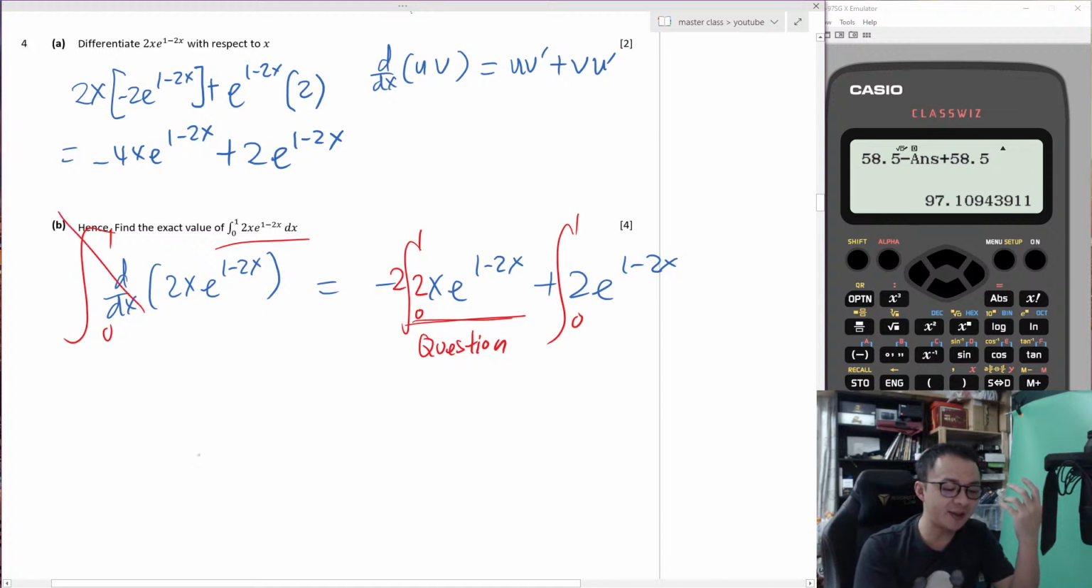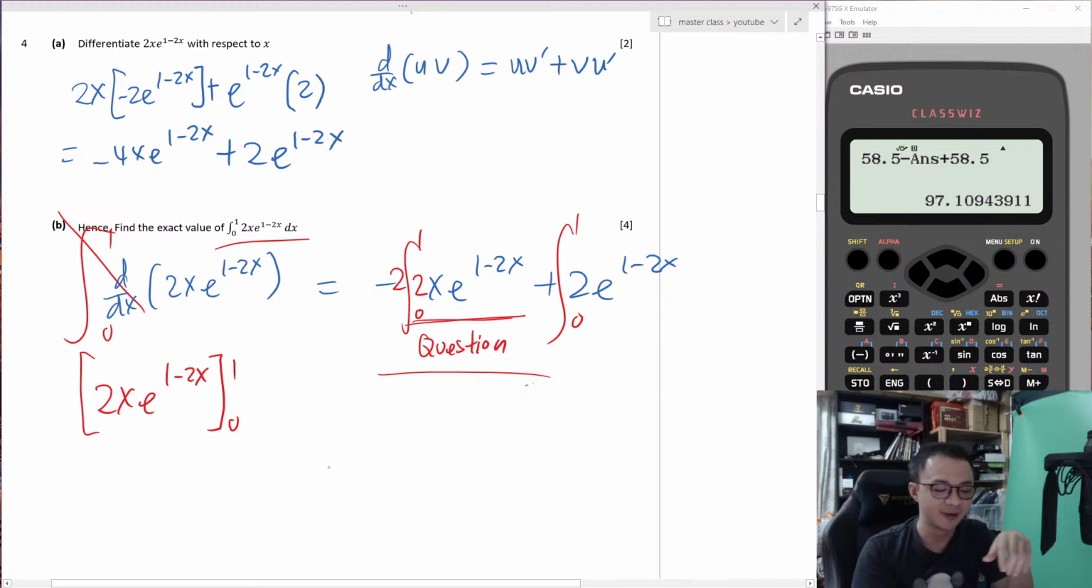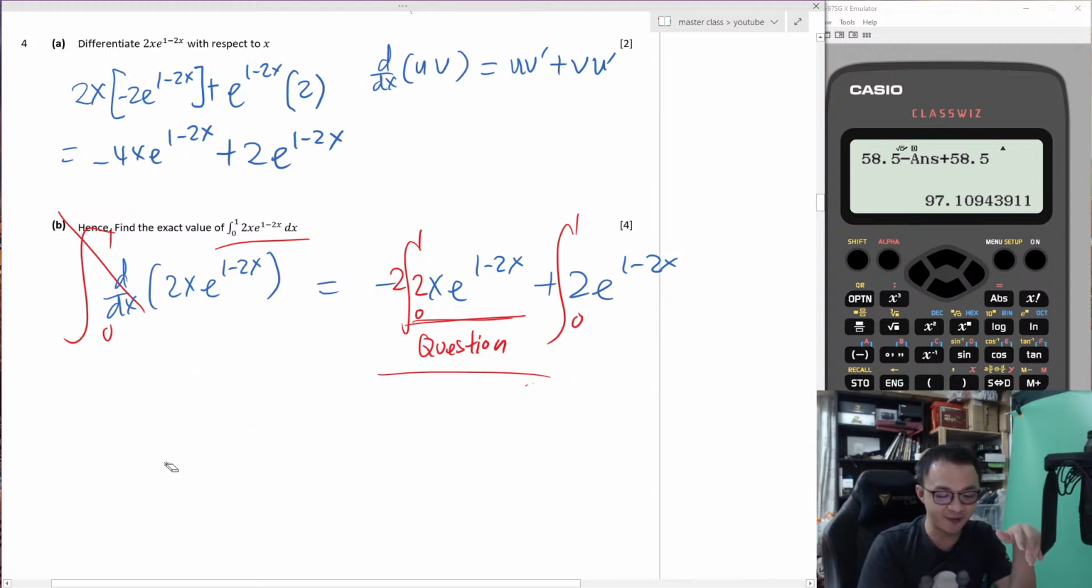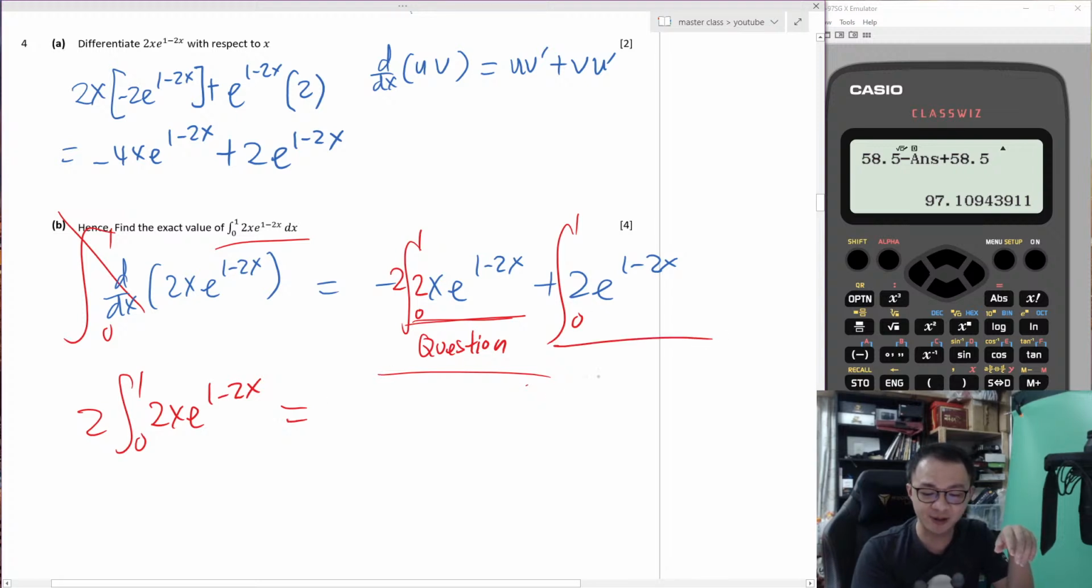So for the first one, when we integrate d/dx, it will just cancel out. So this is 2x e^(1-2x), and this one is straight away from 0 to 1. Here I have -2, right? I prefer to move this one to the other side first. It seems easier. So 2, integrate 0 to 1, 2x e^(1-2x), which is the question. And then here I will just integrate this thing, which is 2e^(1-2x) divided by -2.